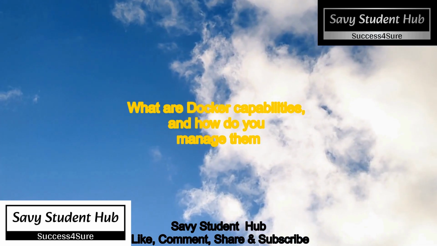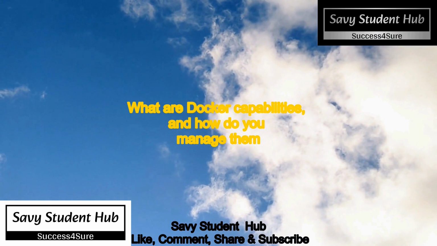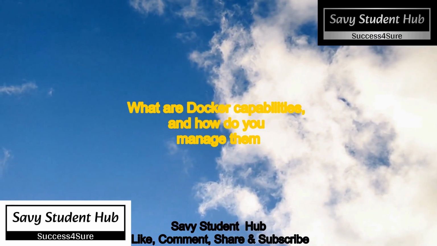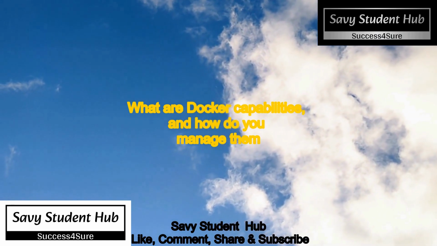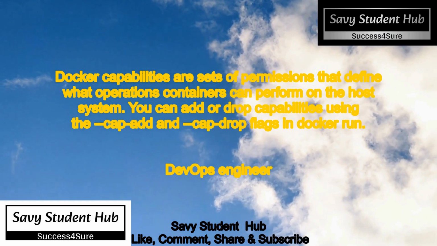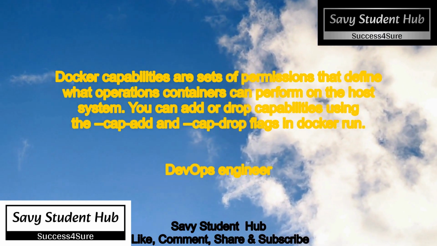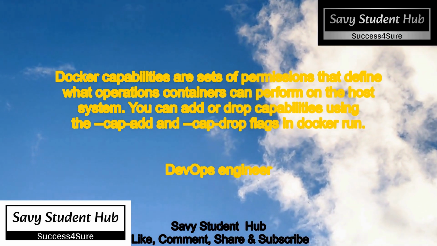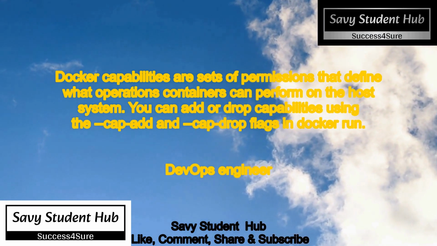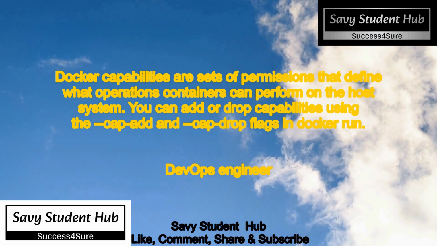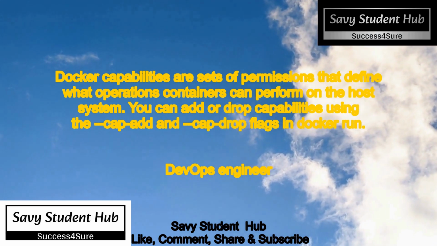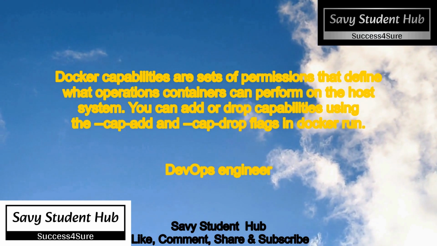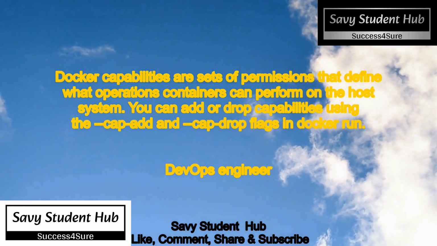What are Docker capabilities, and how do you manage them? Docker capabilities are sets of permissions that define what operations containers can perform on the host system. You can add or drop capabilities using the cap-add and cap-drop flags in Docker run.